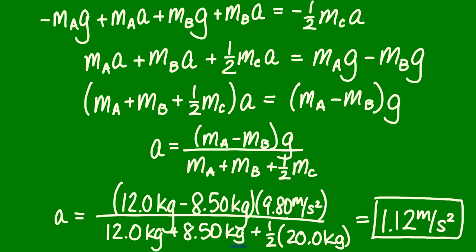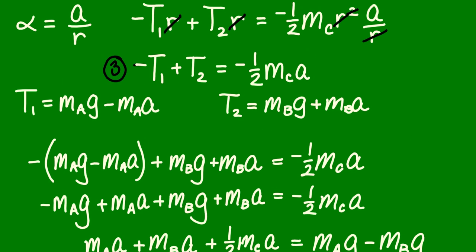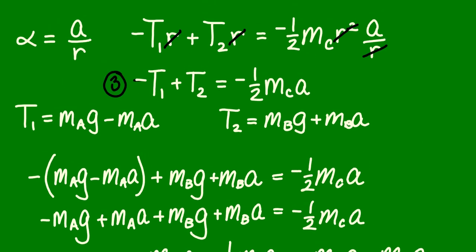Once you have that value, finding the tensions is relatively straightforward because I have two equations for those tensions. Here's one of those equations for T1, and here's the other equation for T2. All I have to do is plug in the numbers for A and the numbers that were given for the masses into these two equations, and I find that T1 is equal to 104 newtons and T2 is equal to 92.8 newtons.